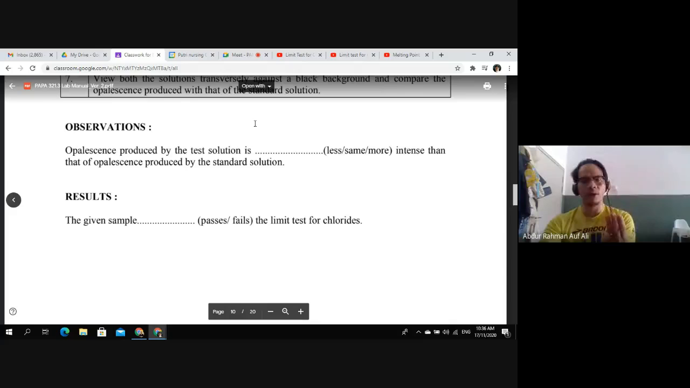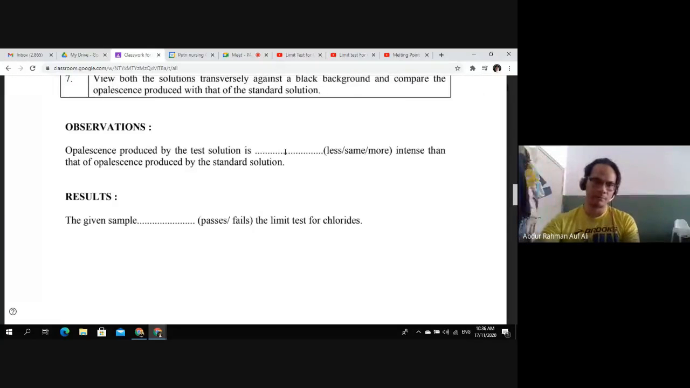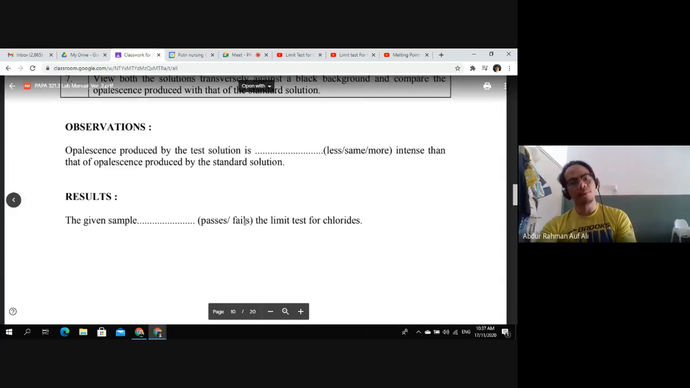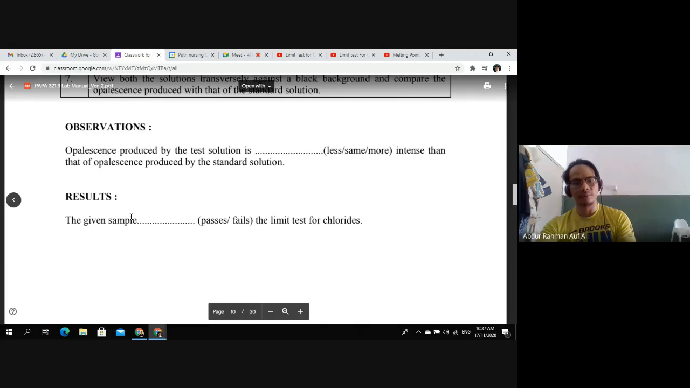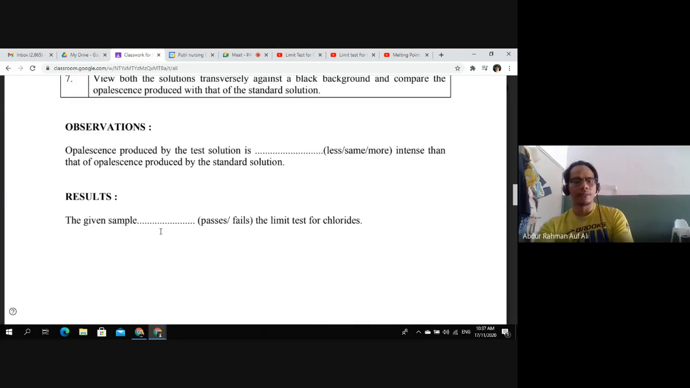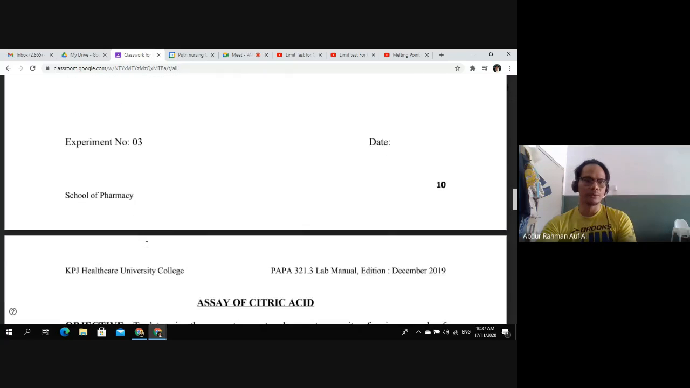So kamu akan buat 3. You will have 3 observations lah if we are performing this in the lab. Saya akan bagi 3 sampel. Tapi right now we cannot. Saya akan bagi assessment quiz macam semalam. Essay titration semalam. Okay, so the results, the given sample passes the test kalau opalescence of the test solution is less. Kalau lebih keruh, if the given sample fails the test, that means dia sangat-sangat keruh when compared to our standard solution. That's it, itu sahaja.